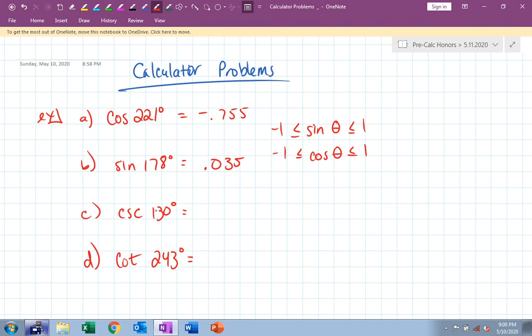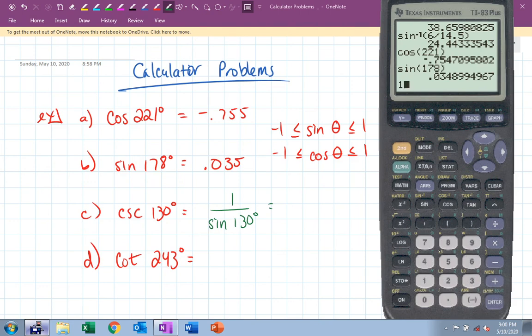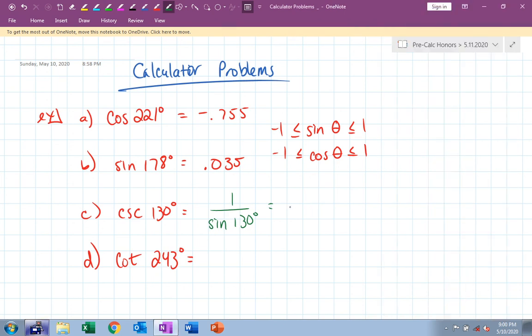So cosecant. The cosecant is the reciprocal of sine. So that means we're going to do 1 over the sine of 130 degrees. There's a few ways to do this. You can plug it in, 1 divided by the sine of 130, and you get your answer, 1.305, which is right.